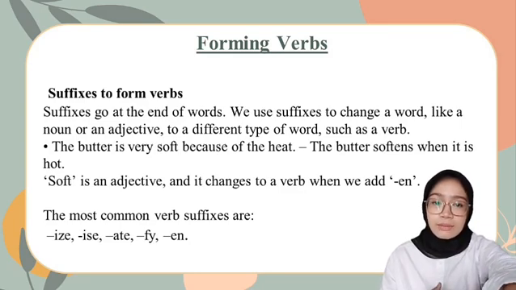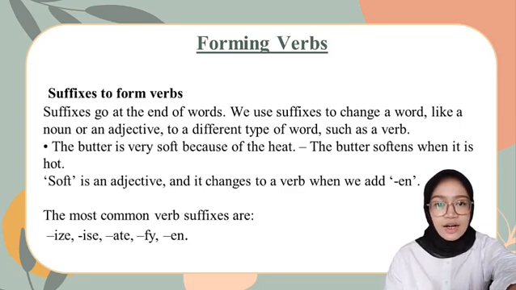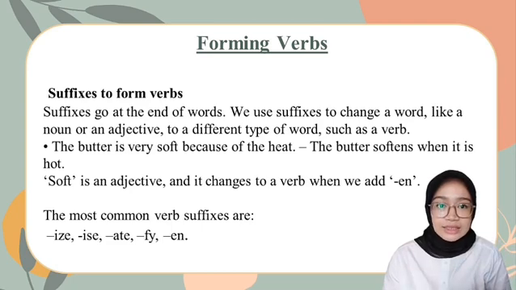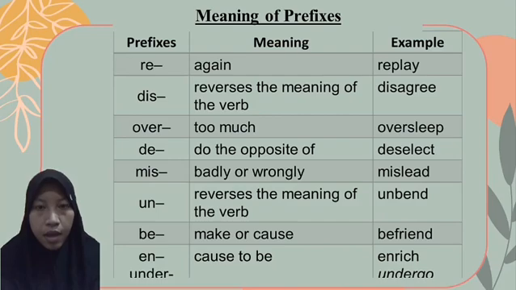And the most common verb suffixes are ize, ise, fy, and en. The most common verb prefixes, there are 8. The first one is re, which has the meaning of again. For example, replay. The second is dis, which has the meaning of reverses the meaning of the verb.